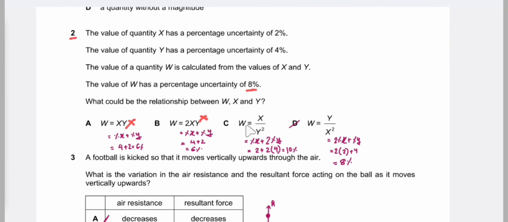It is not 8%. Whether it is divided or multiplied, the percentage uncertainties are always added. So percentage uncertainty in x plus 2 into percentage uncertainty in y, since it is y square. After calculating, we get a value of 10%. That is not equal to 8%. Therefore, this is wrong. Then w is equal to y by x square, that is percentage uncertainty in y plus 2 into percentage uncertainty in x. After calculating the value, we get 8%. So yes, it is equal to 8%. So this relationship is valid. So the answer is D.